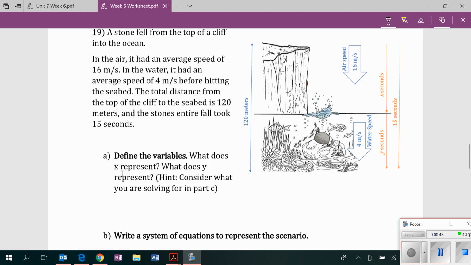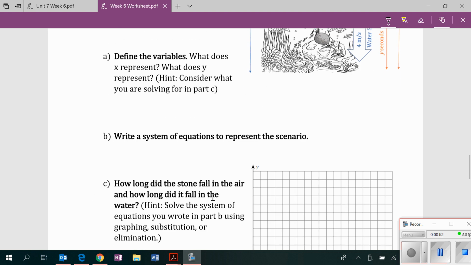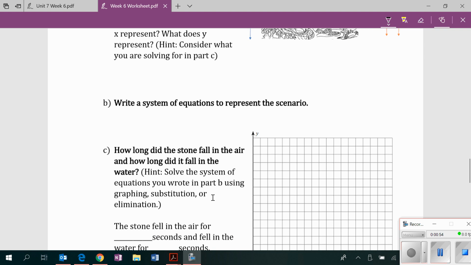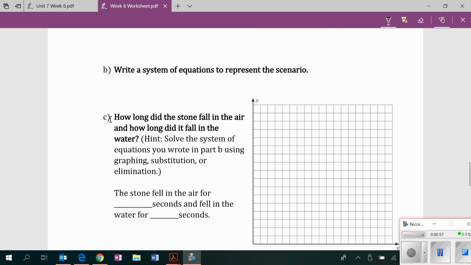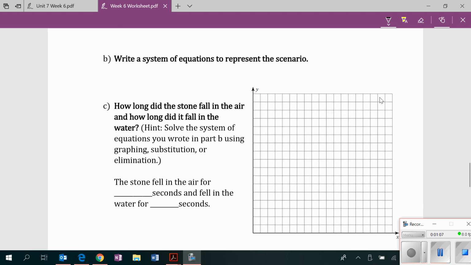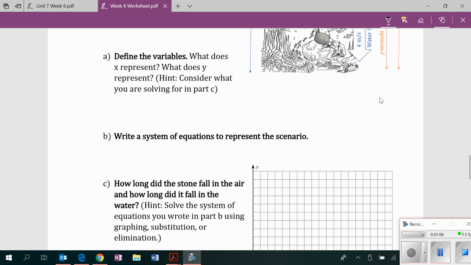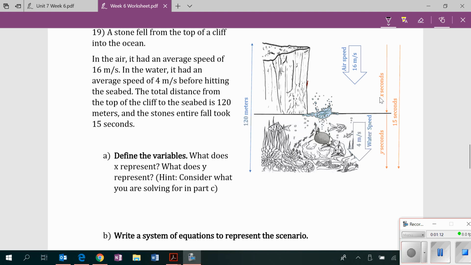Okay, so A says define the variables. What does X represent? What does Y represent? Consider what you are solving for in part C. So let's look at what part C says. We're looking for how long the stone fell in the air and how long it fell in the water. So that's where we're going to see two different equations, because I'm going to have an equation that tells me how long it took to fall in the air and how long it took to fall in the water.